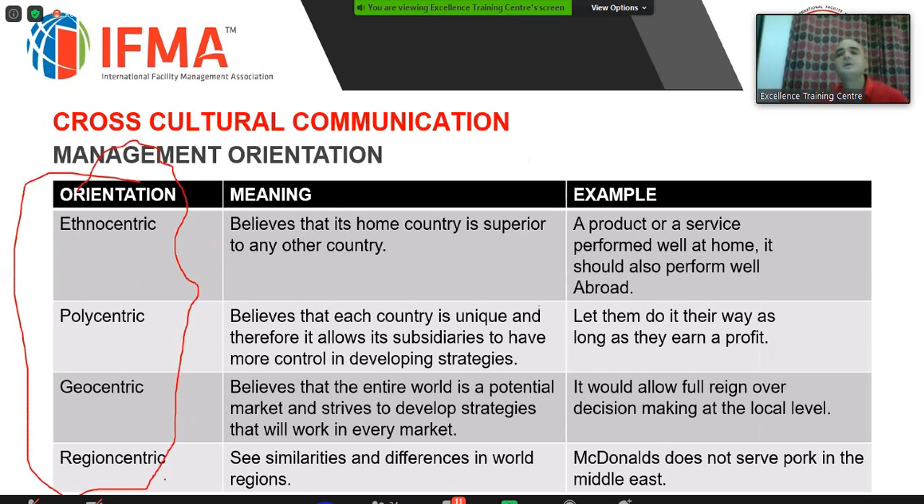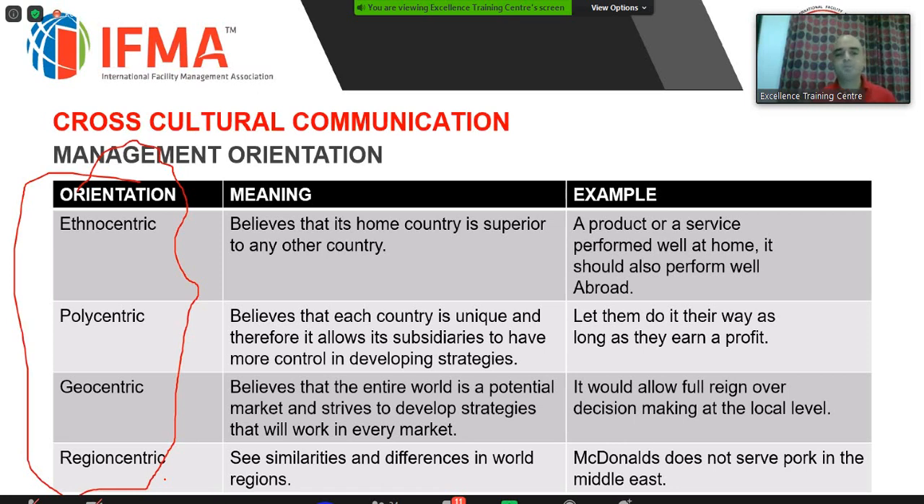Ethnocentric believes that its home country is superior to any other country. Superior not in the sense of superiority, but in the sense that if a product or a service performed well at home, it should also perform well abroad. So they don't understand the cultural differences and they don't care about them. Polycentric believes that each country is unique and that it allows its subsidiaries to have more control in developing strategies.